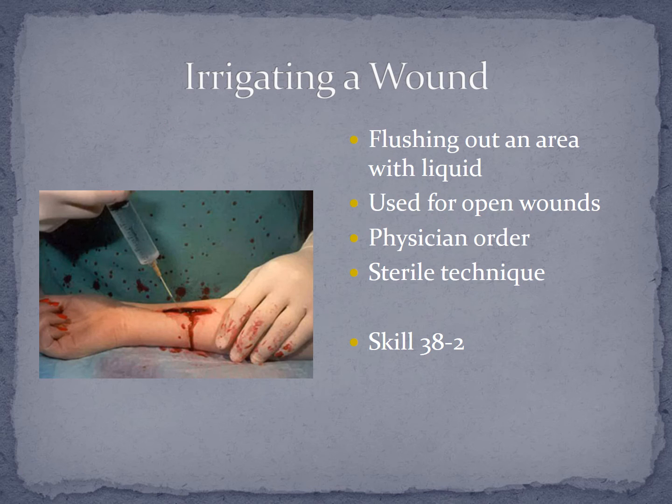Irrigating wounds. Sometimes the doctor orders for a wound to be irrigated. Maybe it has a lot of drainage, maybe there's a lot of debris in it, and so we're going to have to irrigate it. Irrigating just means flushing out an area with liquid. It's used for open wounds. Again, a physician has to order it, and it is a sterile technique. This is skill 38-2.